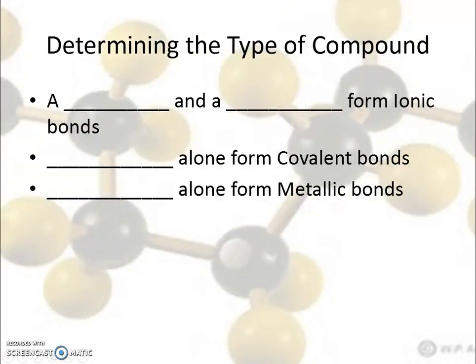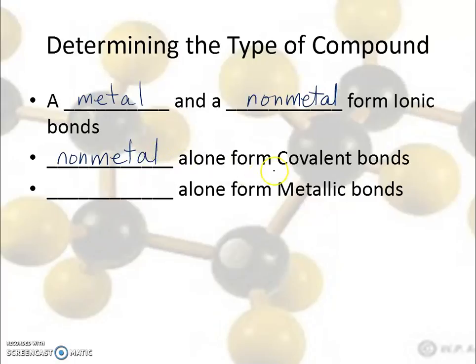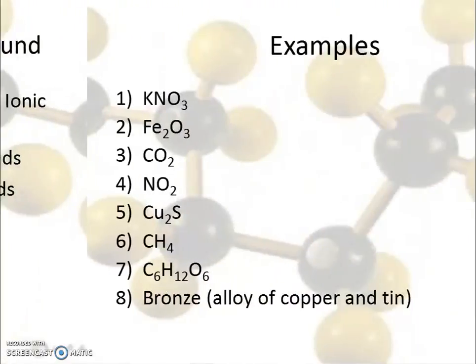Determine the type of compound. A metal and a nonmetal will form an ionic compound. So if you see a metal listed first, it's an ionic compound. If it's nonmetals only, those form covalent compounds. And if it's just metals, then those are metallic compounds or metallic bonds.